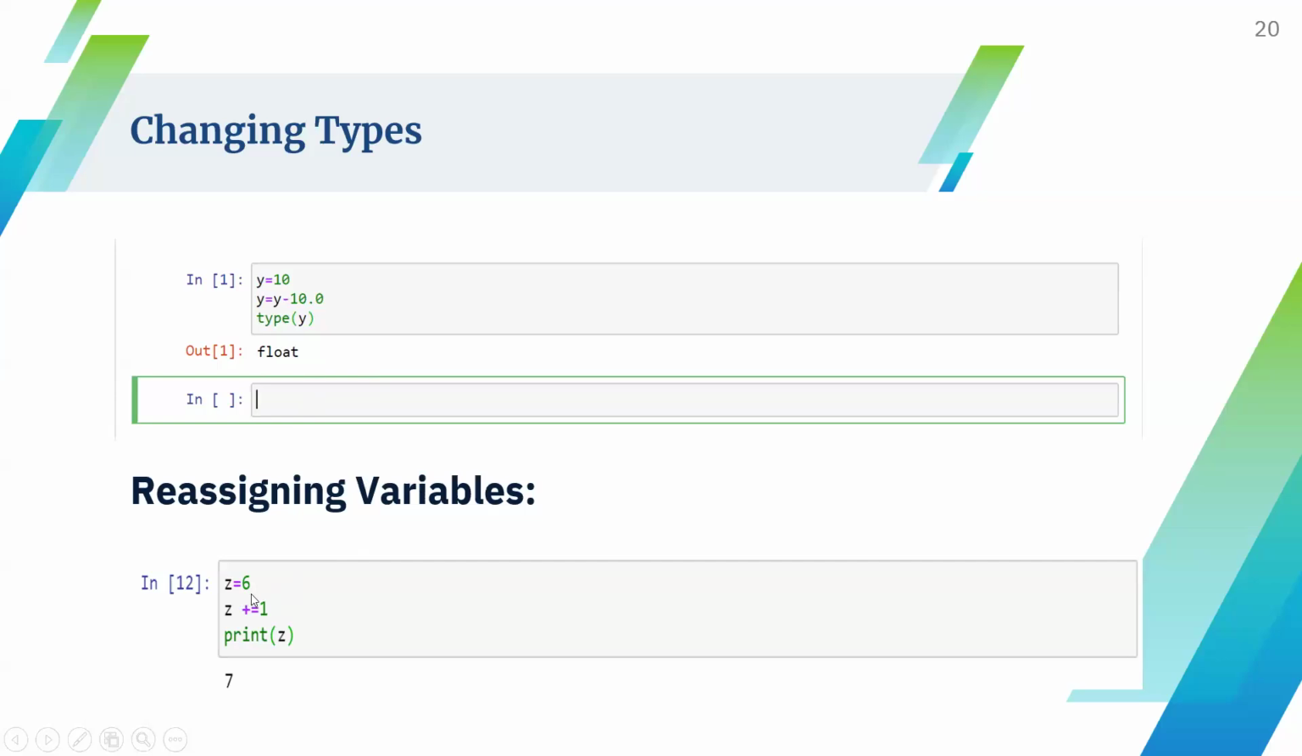Now z equal to 6, z plus equal to 1. What is this z plus equal to 1? Can I write like this? It is a shorthand operator. This can be written as z equal to z plus 1. So instead of writing z equal to z plus 1, I'm going to write this in a shorthand. This is what we call a shorthand operator.